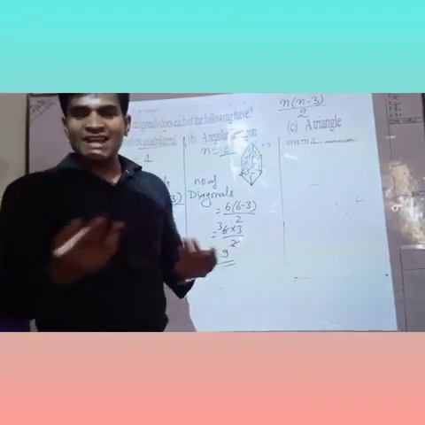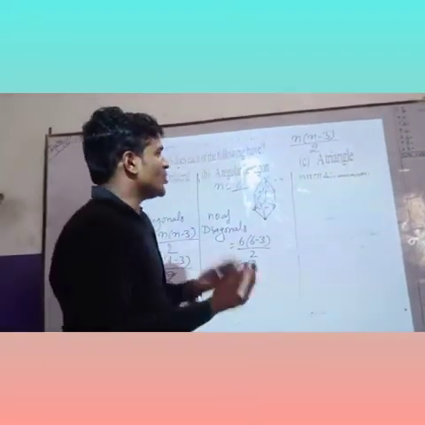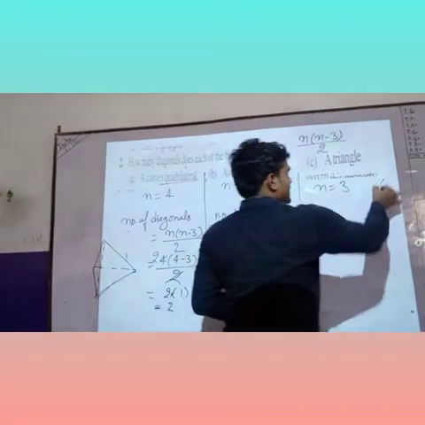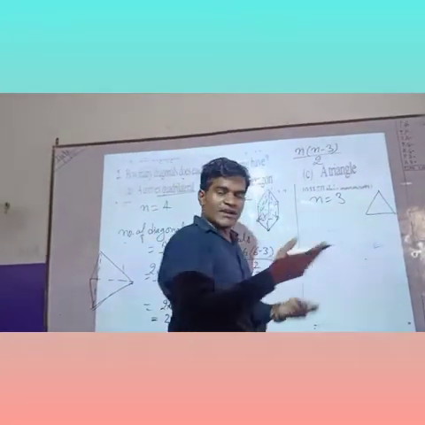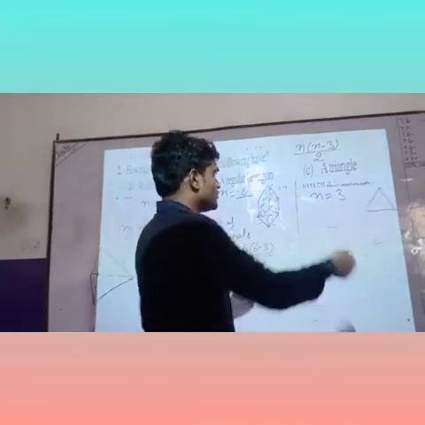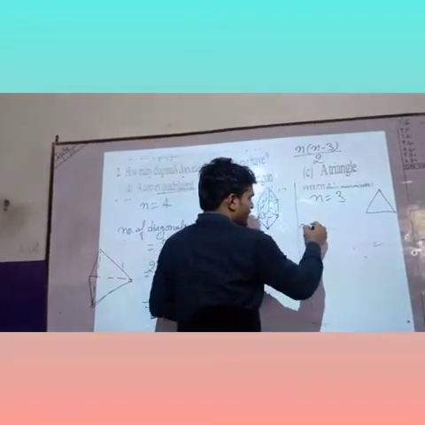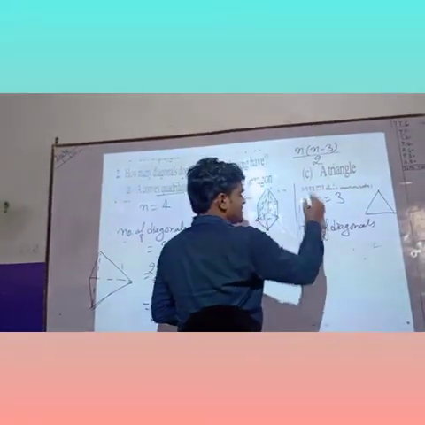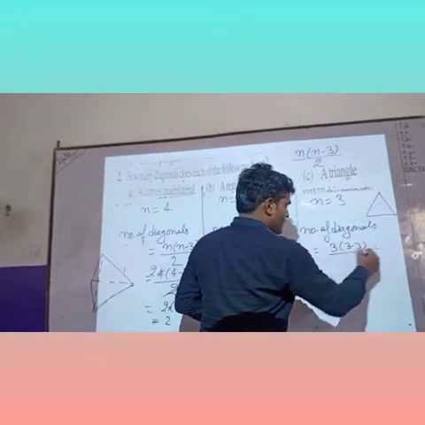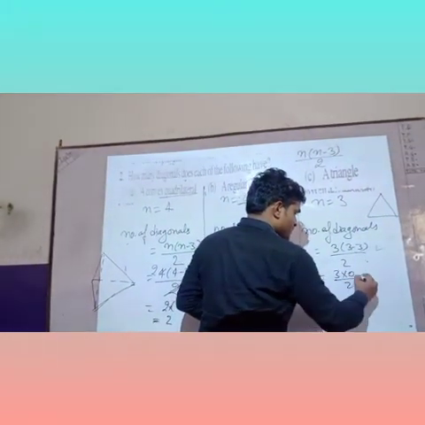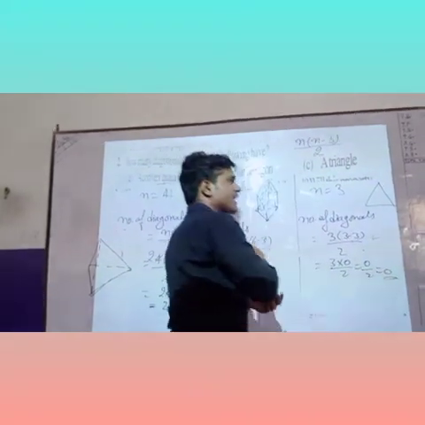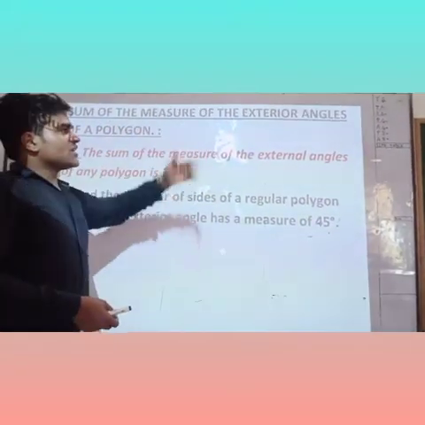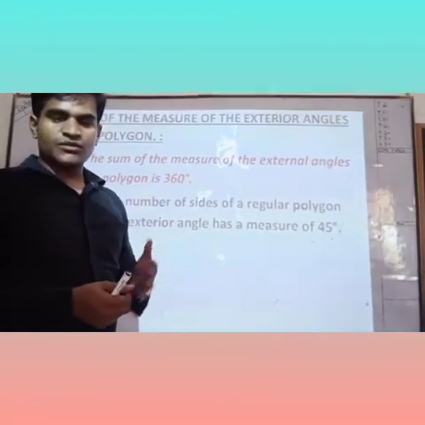Like that, a triangle. How many diagonals does a triangle have? In a triangle, the number of sides is equal to 3. This is a triangle. Can you draw any diagonal in this triangle? No, I can't draw any diagonal in a triangle. So let's find the number of diagonals by formula: 3 into 3 minus 3 upon 2. So children, 3 into 0 upon 2, that is 0 upon 2, is equal to 0, meaning a triangle has no diagonals.